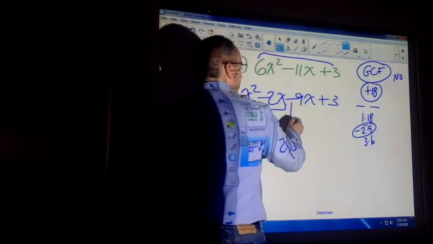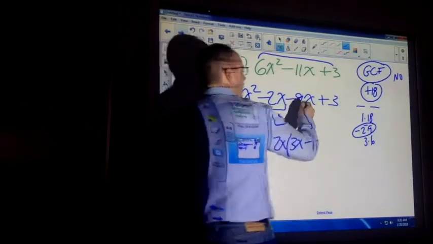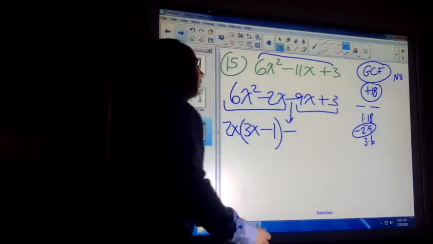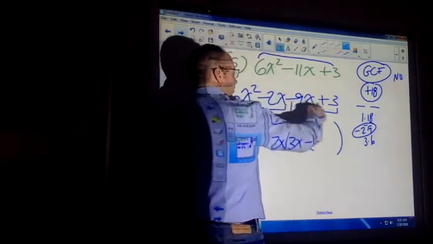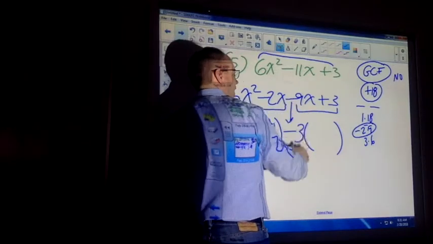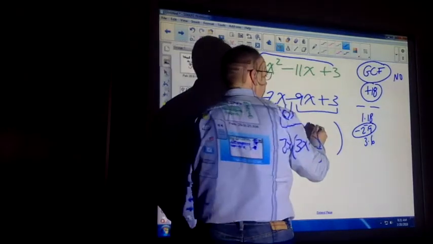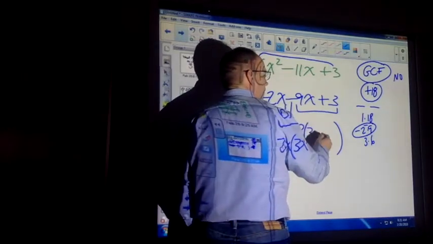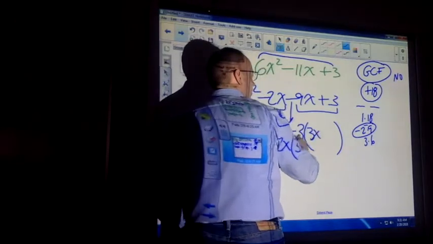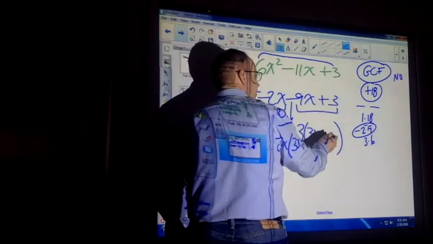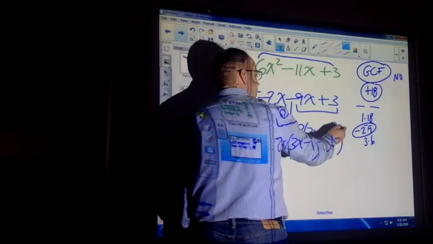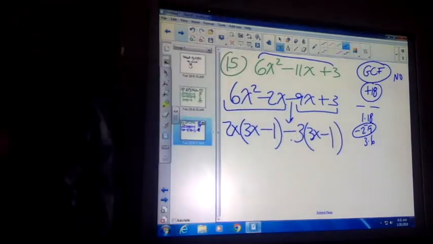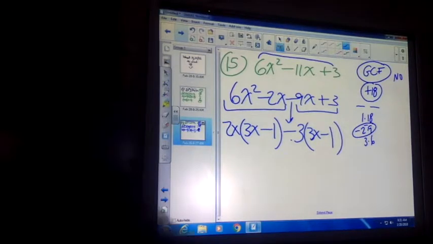This sign has to come down. What can I factor out of both of these? A 3. Now realize I'm actually factoring a negative 3, so it's going to change both those signs. If I factor a negative 3 out of negative 9, I'm left with positive 3. If I factor a negative 3 out of positive 3, what's the placeholder? 1, and is it positive or negative? There you go. So my answer is 3x minus 1 and 2x minus 3.